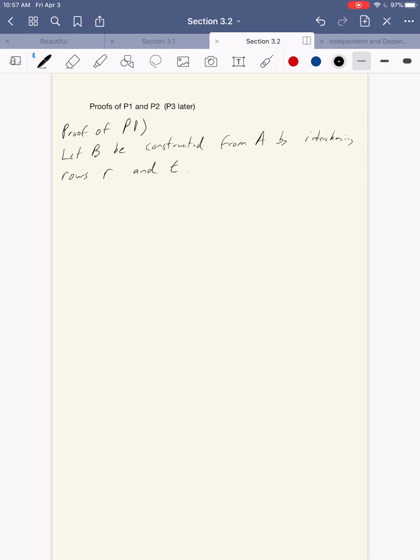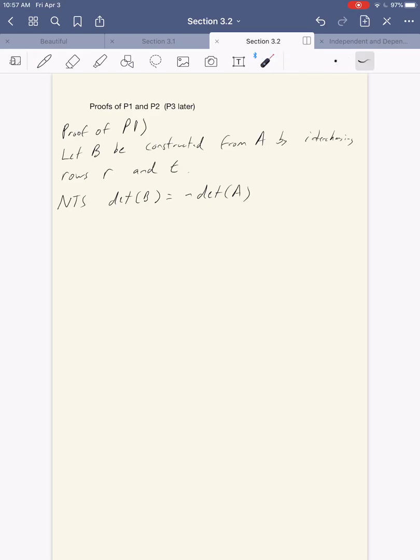All right, so we're going to do the proofs of P1 and P2. So let's do our proof of P1. What are we trying to show in P1? Well, we're going to let B be constructed from A by interchanging, let's call it rows R and T. We need to show that the determinant of B is equal to negative the determinant of A.